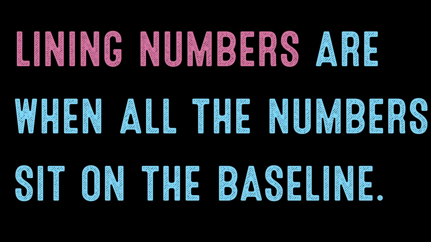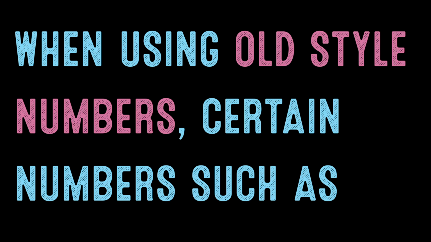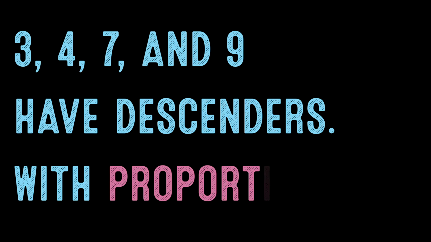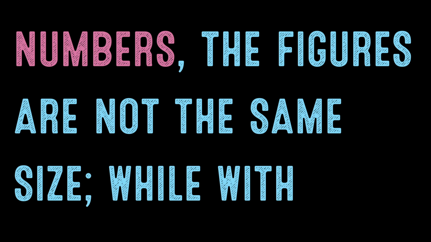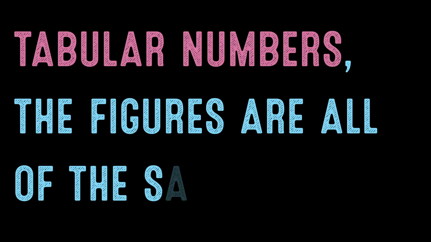Lining numbers are when all of the numbers sit on the baseline. When using old-style numbers, certain numbers such as 3, 4, 7, and 9 have descenders. With proportional numbers, the figures are not the same size, while with tabular numbers, the figures are all of the same size.